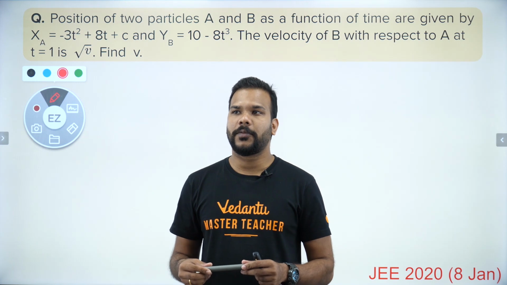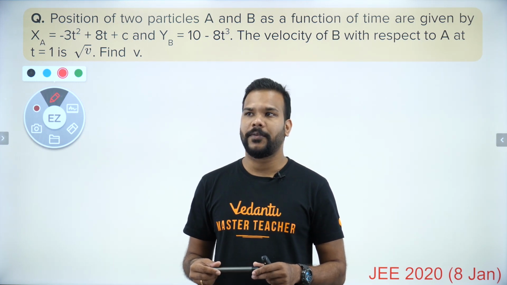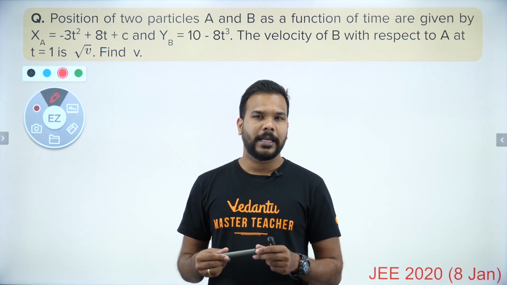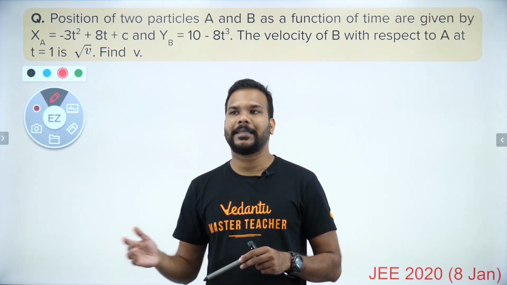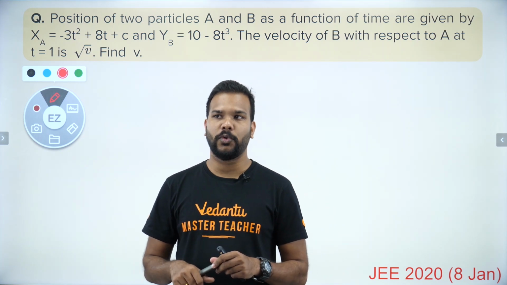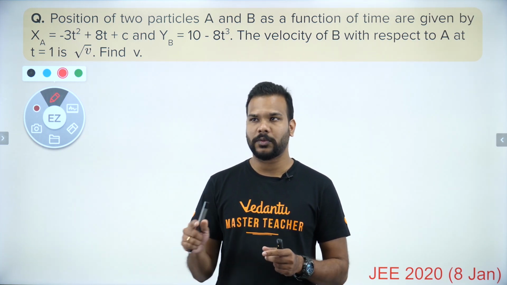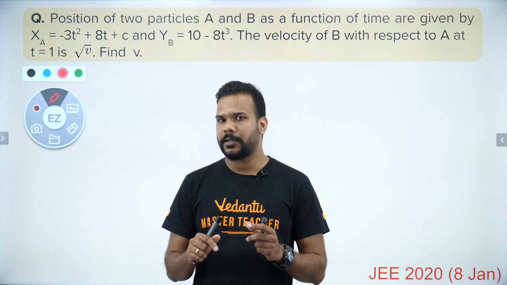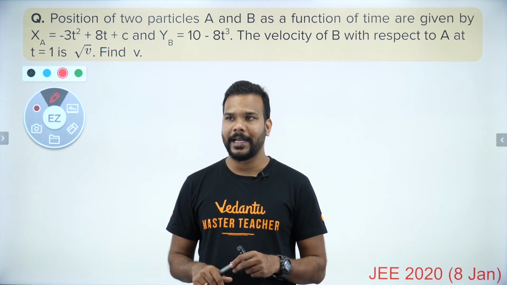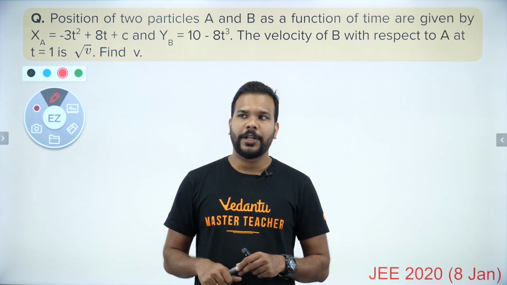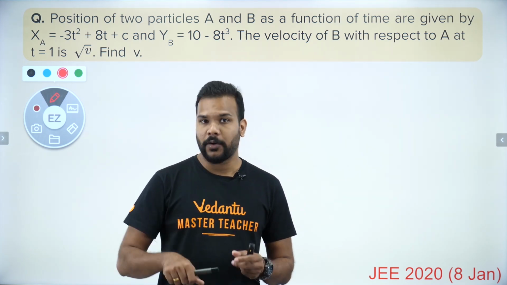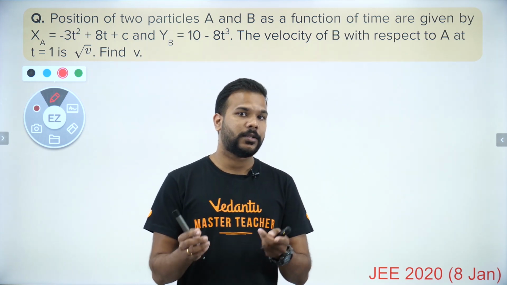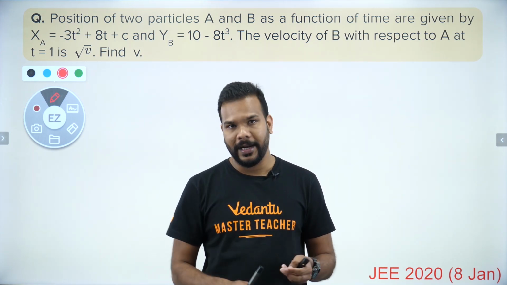Question says that position of two particles A and B as a function of time are given by minus 3t square plus 8t plus c, and A is moving on x-axis, B is moving on y-axis. Its displacement is changing as 10 minus 8t cube. The velocity of B with respect to A at t equal to 1 is going to be under root v, and we have to find out that value of v. Okay, so this is not just kinematics, it is also relative motion.